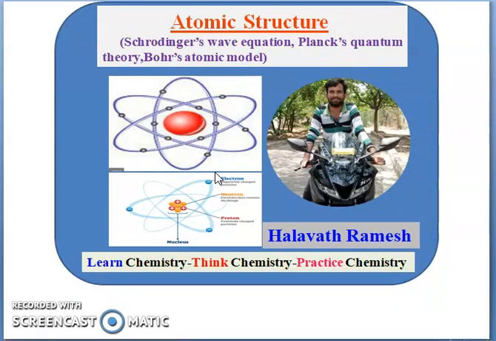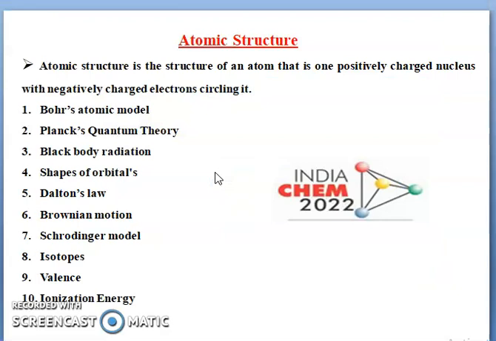You can see the first slide, the atomic structure. Simply, atomic structure is the structure of an atom: one positively charged nucleus with negatively charged electrons circulating. That is a simple definition. Atomic structure means nothing but the structure of an atom, with one positively charged nucleus and the negatively charged electrons circulating. That is called atomic structure.